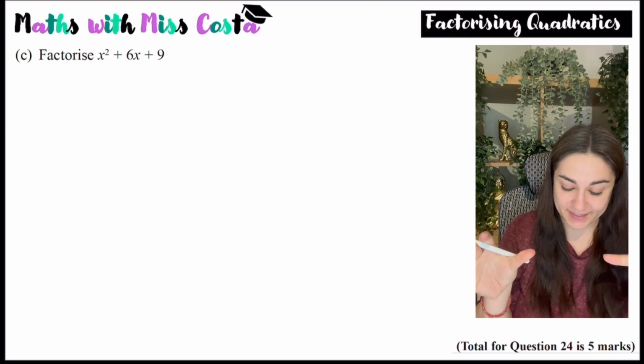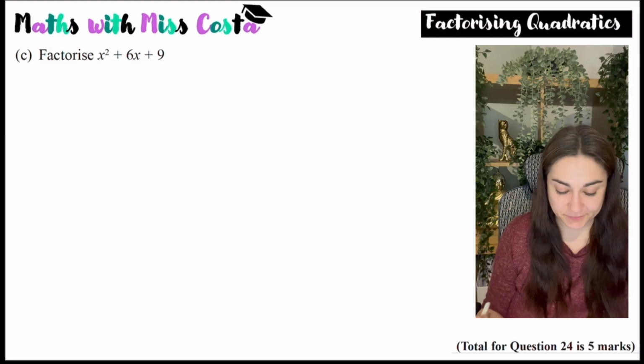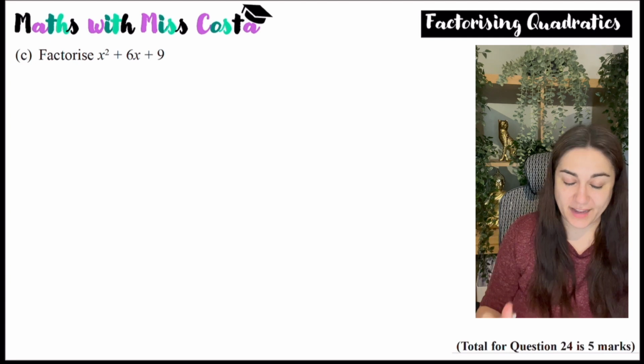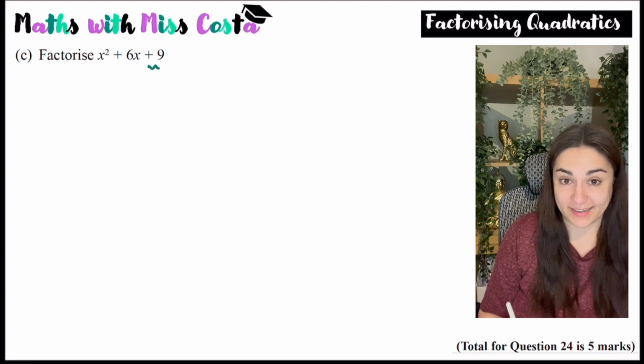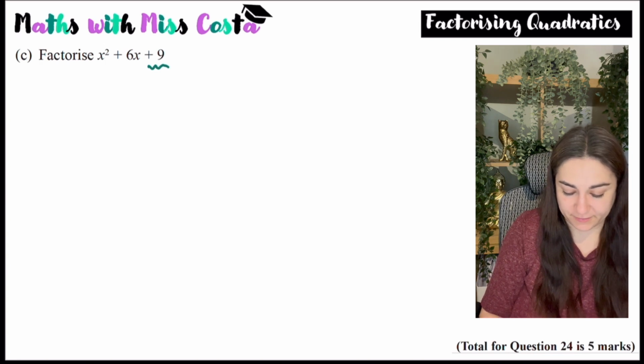Factorising is the inverse of expanding. And to factorise something, all we do is we're looking for the factors of the last thing in my quadratic. So factors of 9 would be 9 times 1 and 3 times 3.